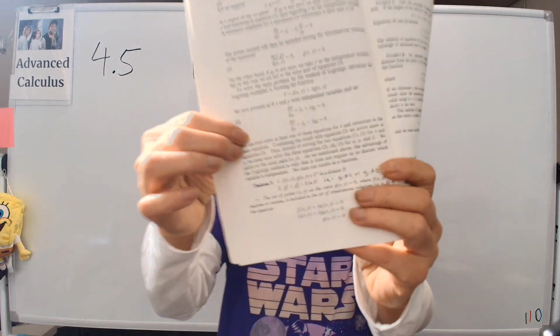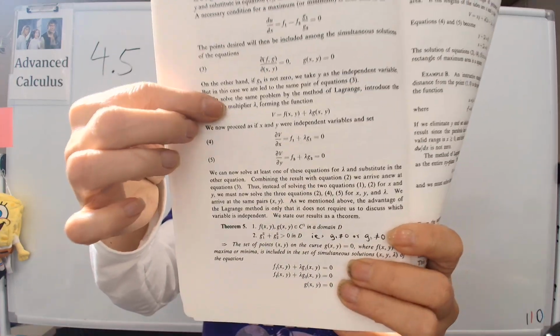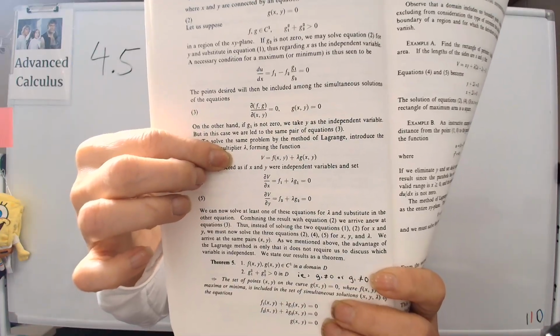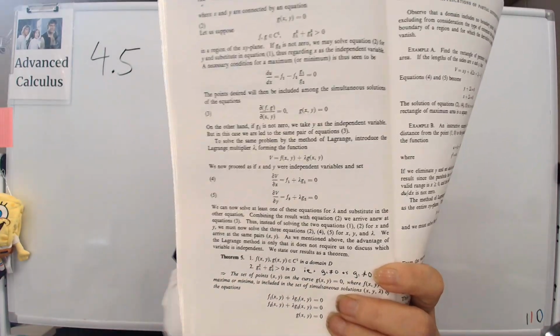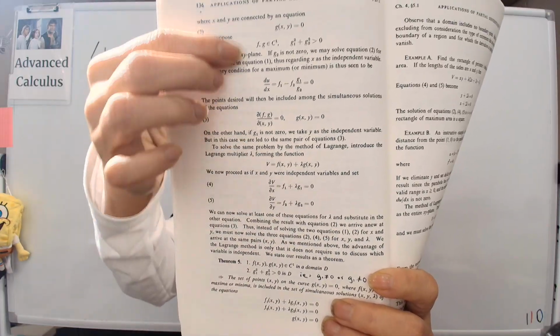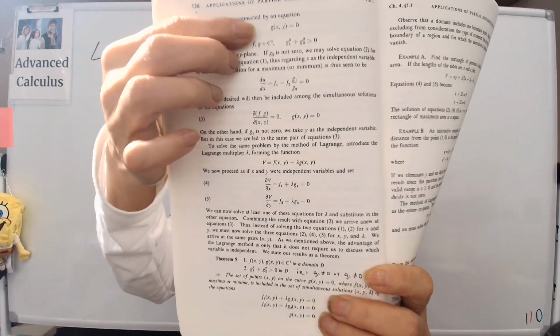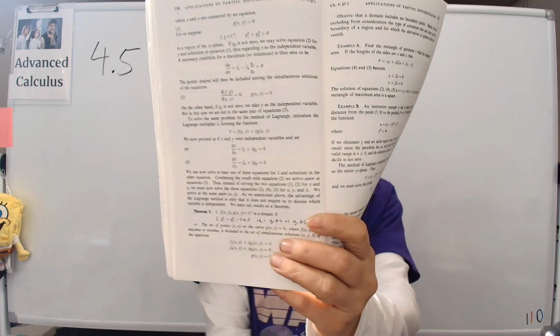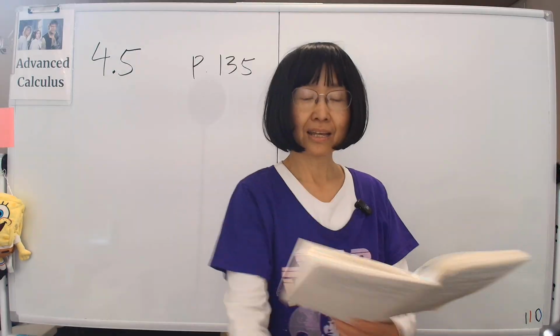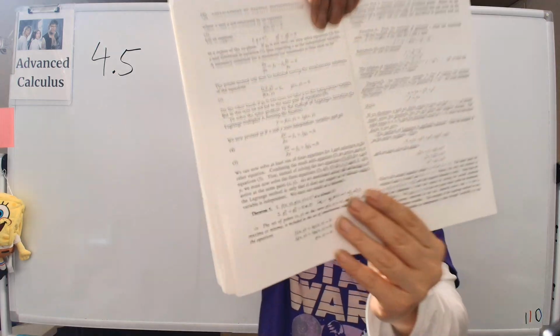First, we'll define a function v. The function v is f of x, y plus lambda g of x, y. What is it? Well, the function v is the same as the function f. Why? Because g of x, y is 0 all the time, so adding it doesn't change anything. So v is the same function as f.